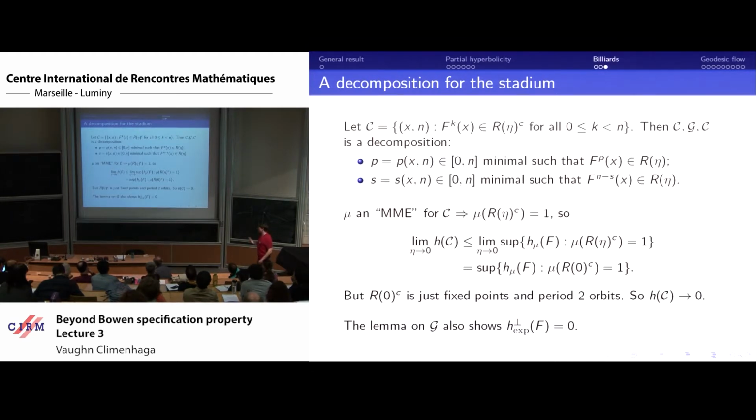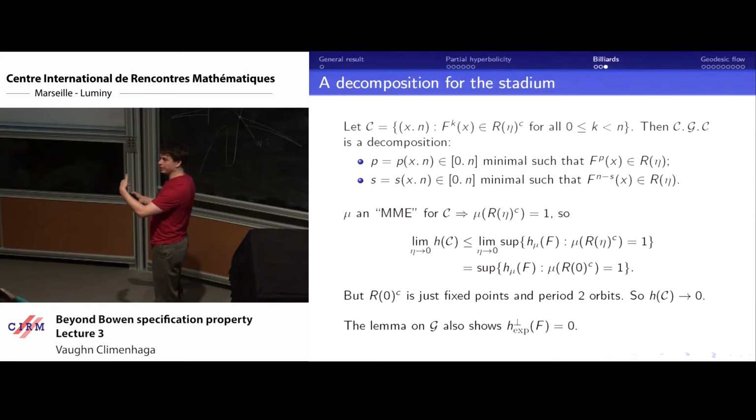And then there's a similar kind of argument to prove that the entropy of C can be made arbitrarily small. It's very similar to the one I gave for the partial hyperbolicity case. You follow the standard measure of maximal entropy construction. You build a measure whose entropy gives an upper bound for the entropy of C, and in fact that measure must be supported on the complement of R eta.